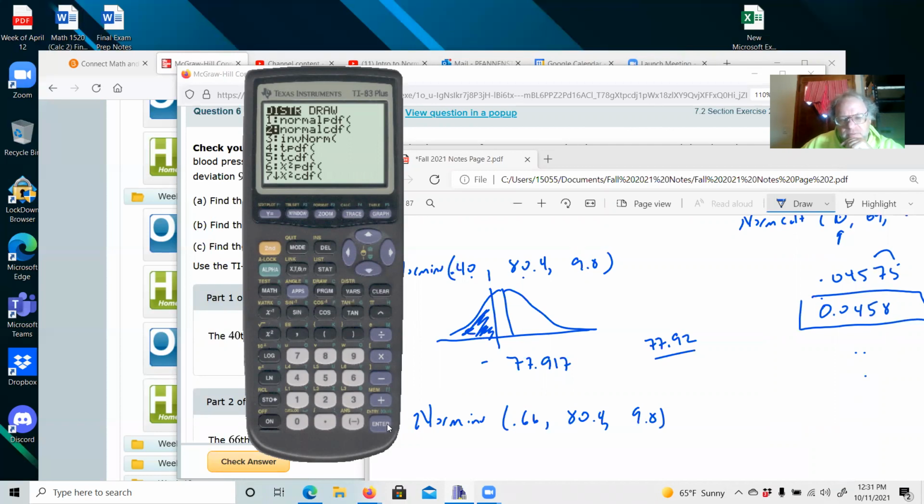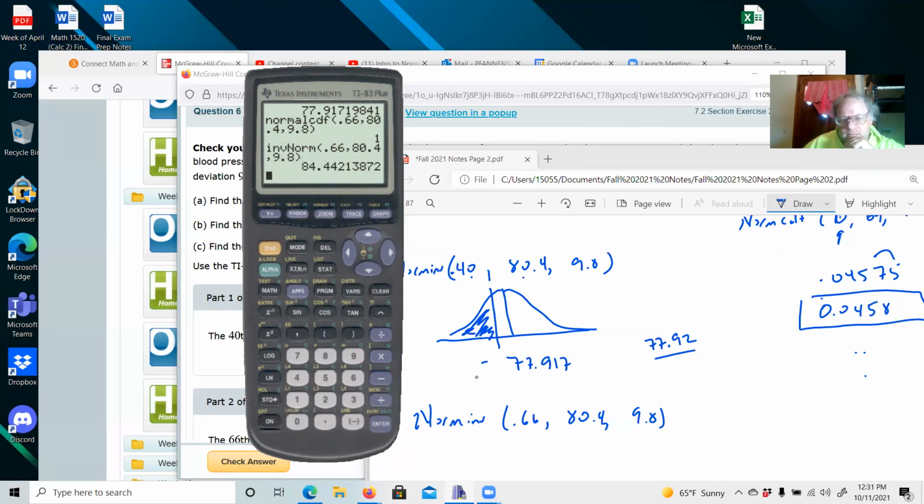Okay, so second function distribution, CDF, we have 0.66. Even though it says 66 percentile, don't forget to change it back into a decimal. Okay, 4, comma, 9.8. We should be okay. Oh, I didn't want that. I wanted the inverse function. Sorry about that. I thought I typed in inverse function. Guess I didn't. Okay, 0.66, 80.4, and 9.8. All right.